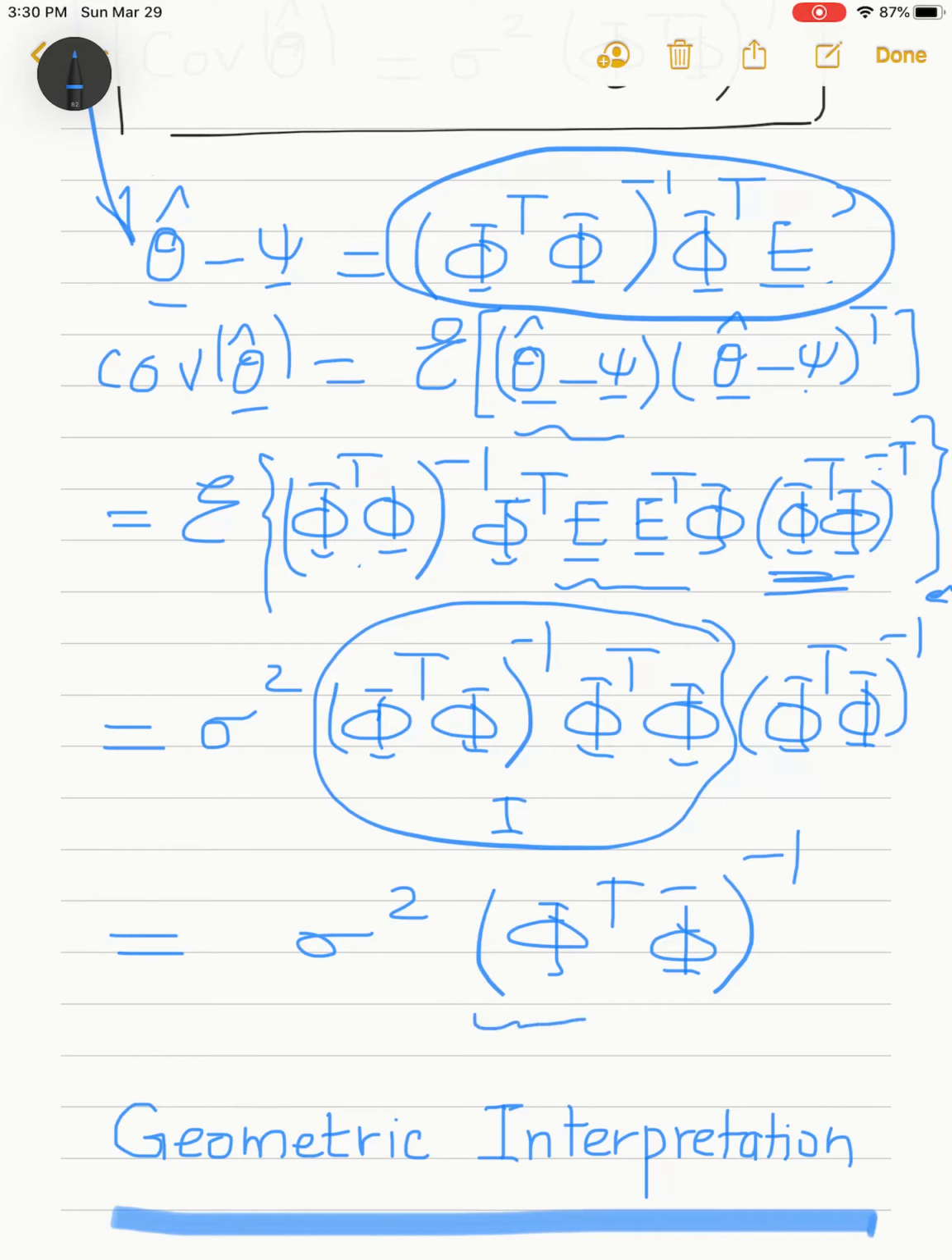So this is the expression for the covariance of the estimate. Actually, this is in the literature. This matrix, phi transpose phi inverse, is called the covariance matrix, as we are going to see in a coming lecture.